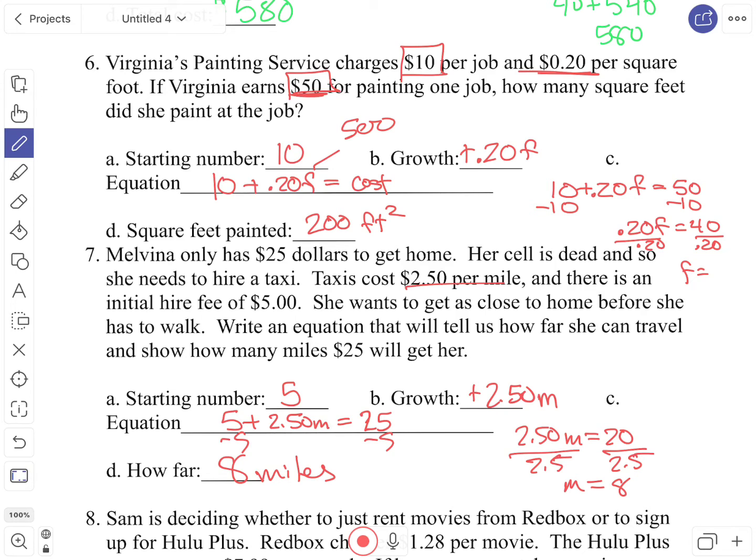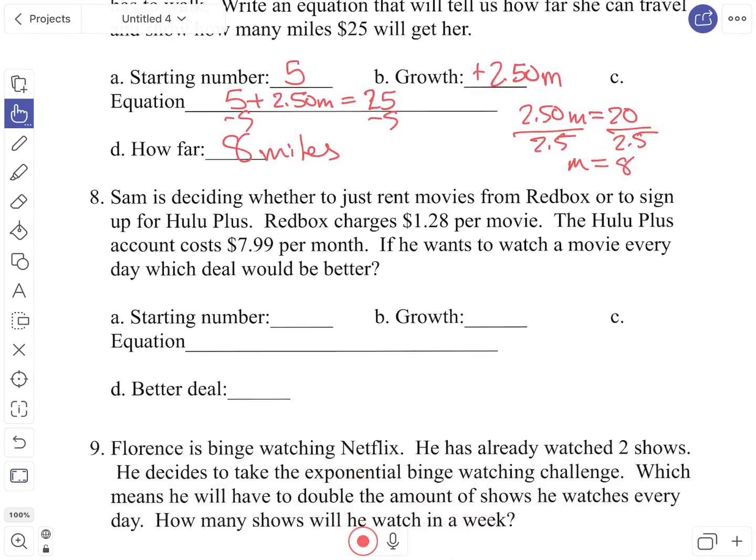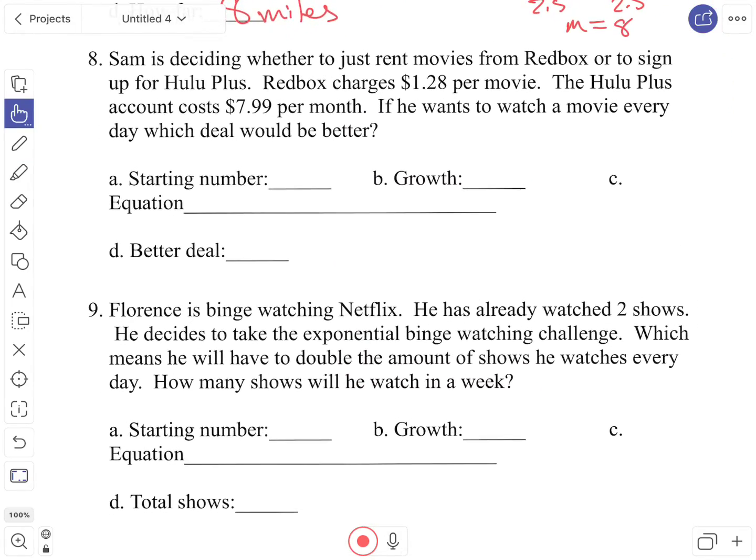There we go. Hopefully it doesn't tell us how far she's gotten. Hopefully she is closer than 8 miles. Okay. Or really close to 8 miles, I guess. Okay. We've got 8 and 9.